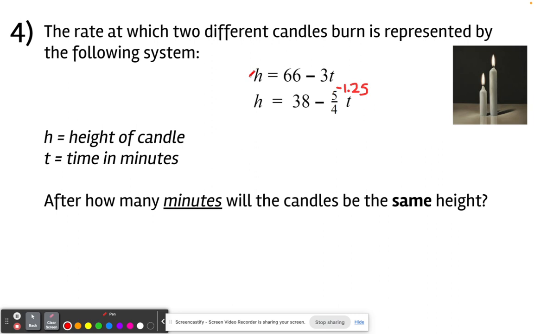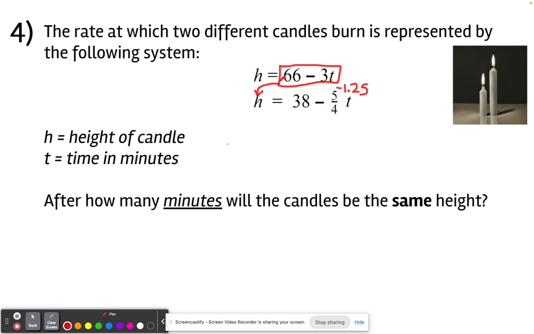Okay, what method is best for solving this? Well, whenever I see an h equals, I think substitution. So I'm going to take this h equals 66 minus 3t. And if I'm saying that's what h is, I should be able to plug that package in right here where h is on my other equation. So now let's rewrite my equation and solve it.